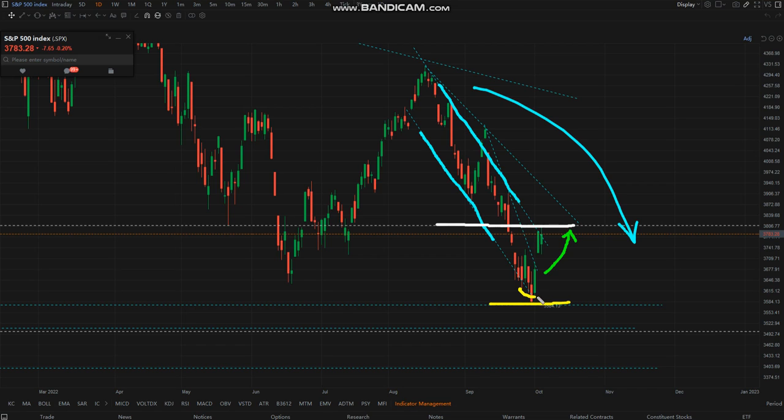Now, the only reason that this bounce happened was because on Monday, we had some weak economic data pertaining to inflation. It showed that inflation was slowing, so the market got a little bullish, as if they were assuming the Fed might not hike rates as much. But that brings me to the next picture.